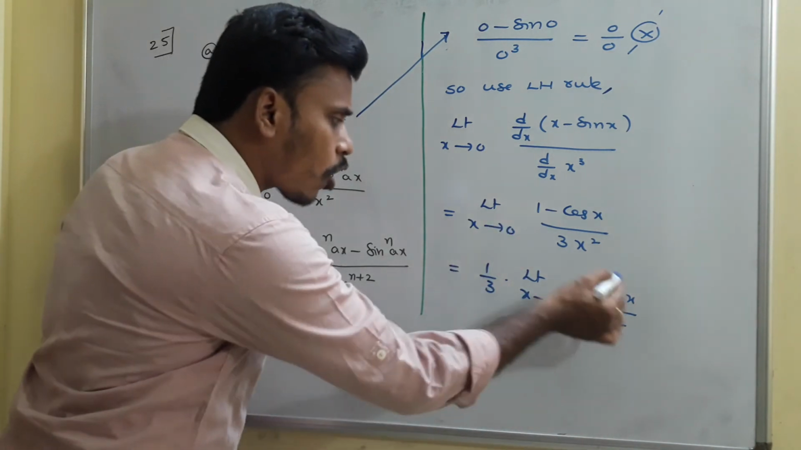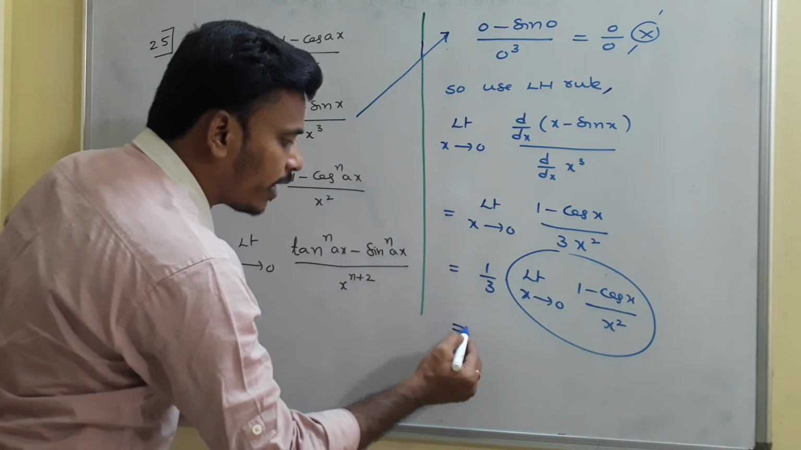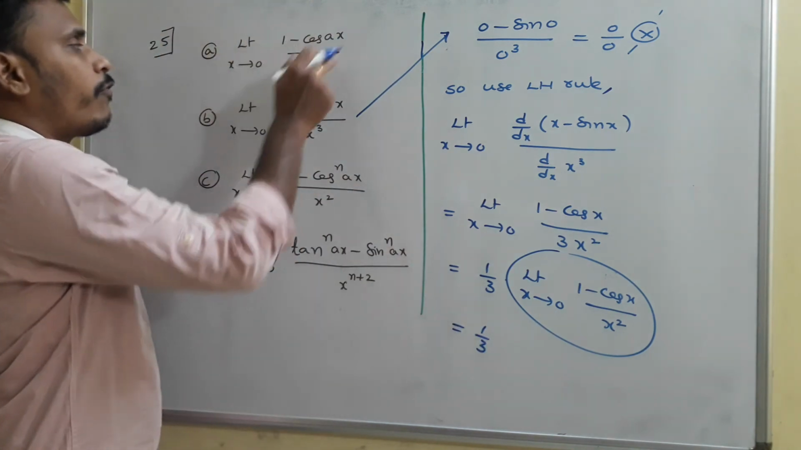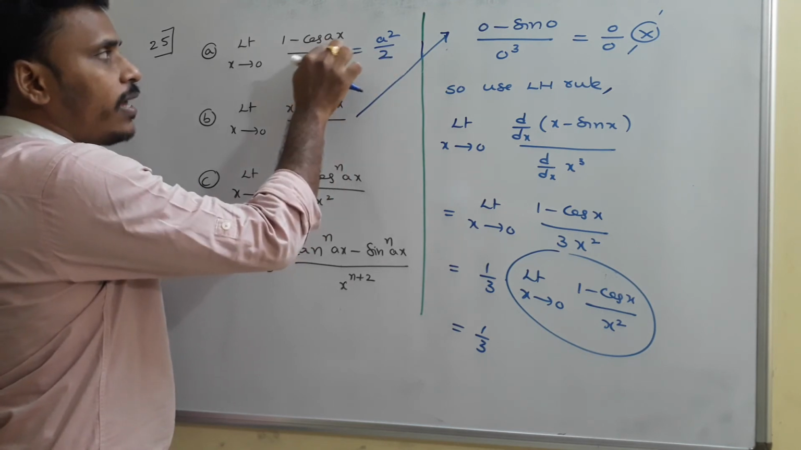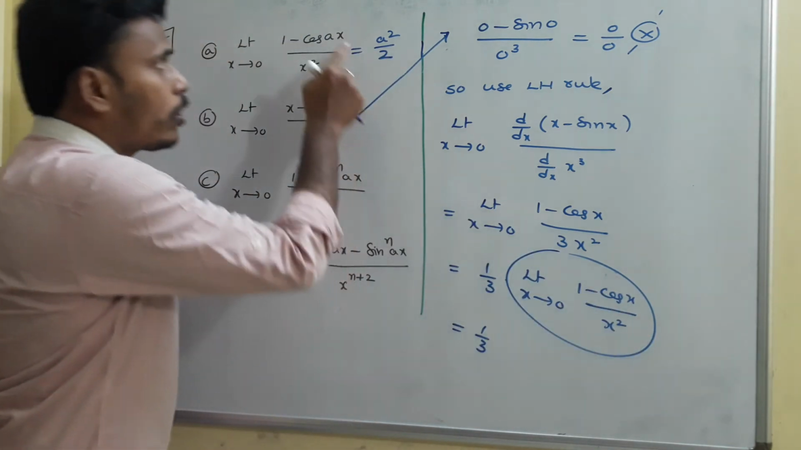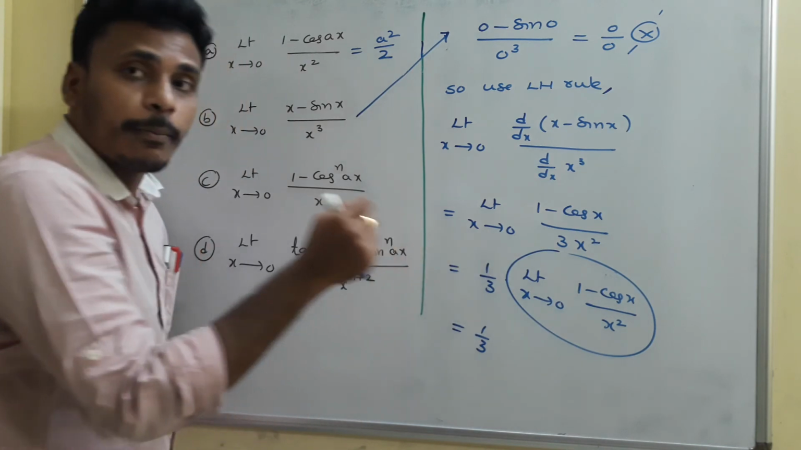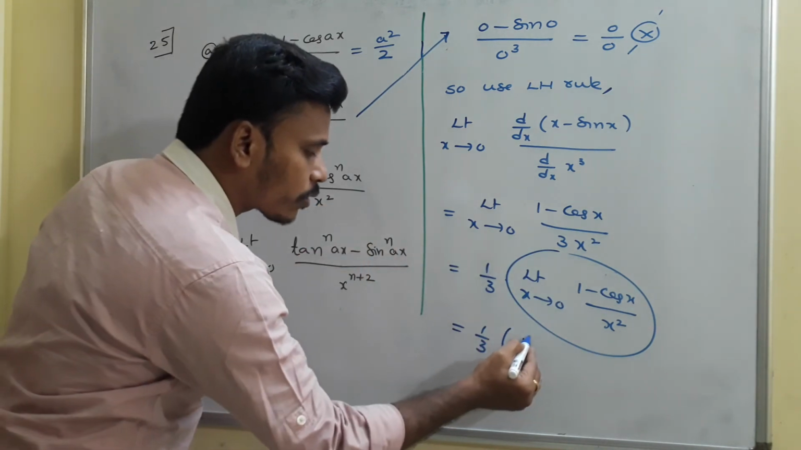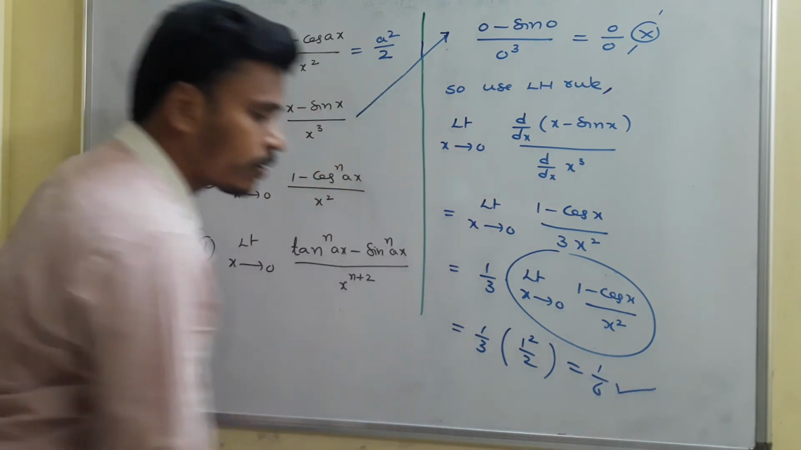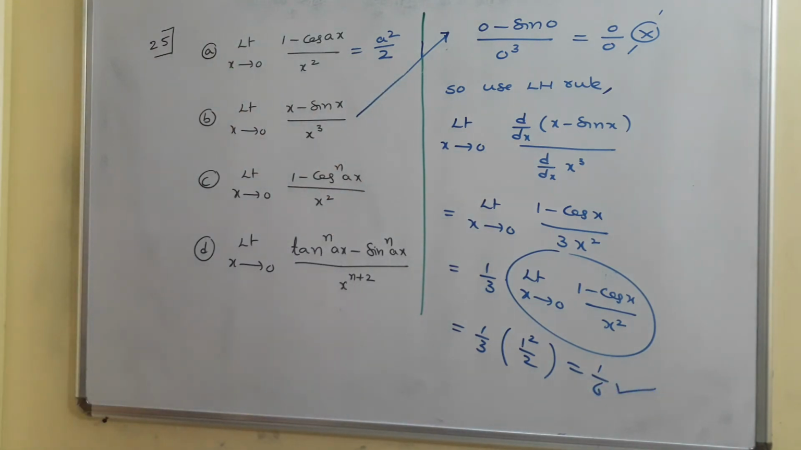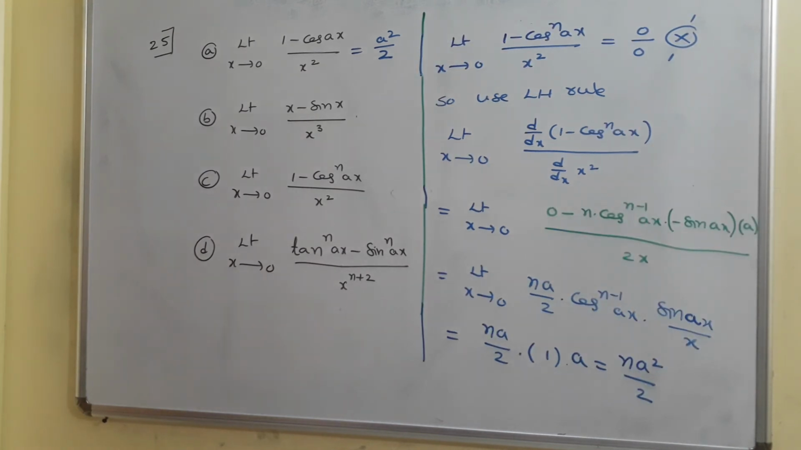Now this 1 minus cos x by x square value, you just get it from the first one. See, the first one we already derived as a square by 2. Here cos ax and here cos x. So in place of a here you need to put 1. So this value is a square by 2, meaning 1 square by 2. And your answer is 1 by 6. So for the second problem, your answer is 1 by 6. Just look at the board, see it once again, okay?